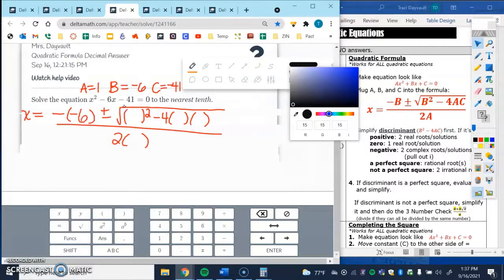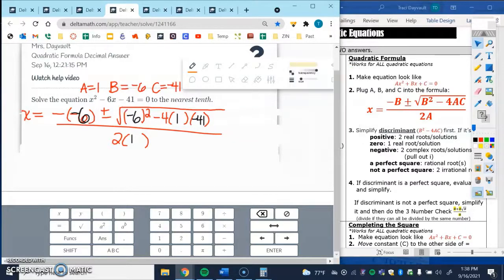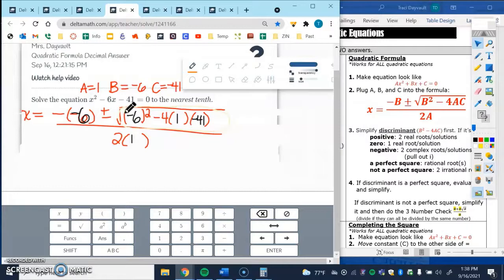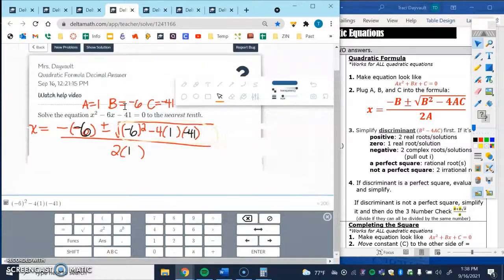Okay, let's plug in the b. X equals -b, which is -6. B is -6, plus or minus the square root of b squared, so (-6) squared minus 4ac, -41, all over 2a. Next thing we do is figure out what the discriminant is, and in this case, this is my discriminant. Now you can type the discriminant into the calculator the way it is to have it figure out the discriminant for you. So you can pull up the Delta Math calculator and type in the discriminant.